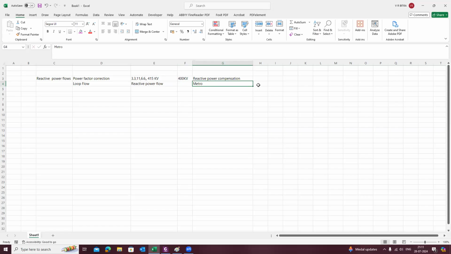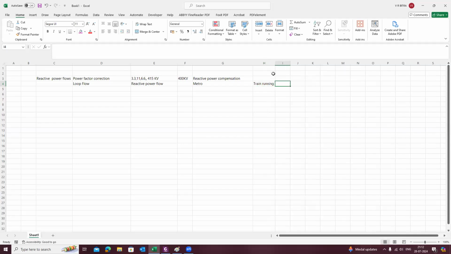So that time, when the train is running, you need the reactive power requirement. That means the power factor will be lagging. So that time you need the leading power compensation, or leading compensation, you can say.